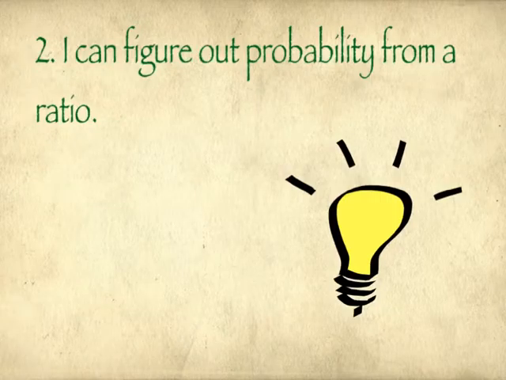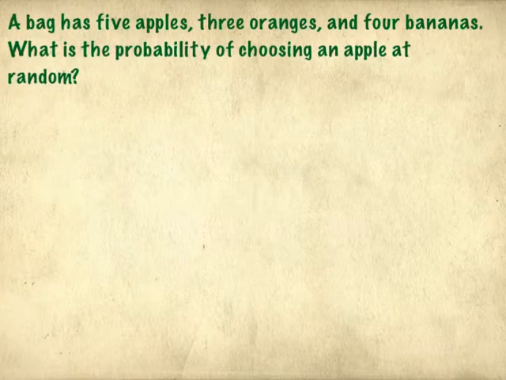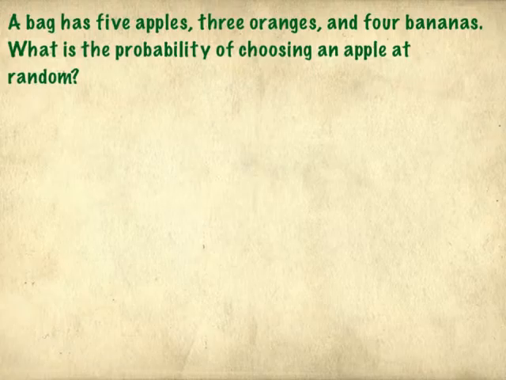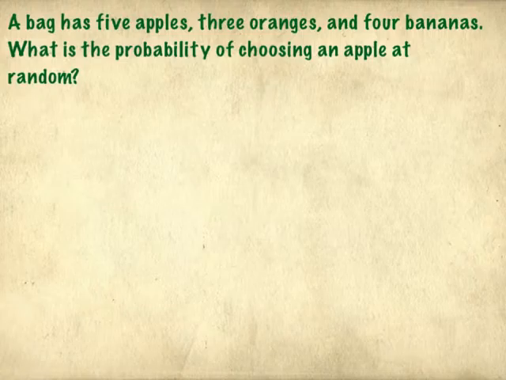And our next objective, number 2, I can figure out probability from a ratio. We need to remember that ratio really just tells us how things exist in proportion to each other. So figuring out probability from ratio is quite simple because probability and ratio are related. Here's a really simple example. We have a bag with 5 apples, 3 oranges, and 4 bananas. That's the ratio. And we want to know the probability of choosing an apple at random.